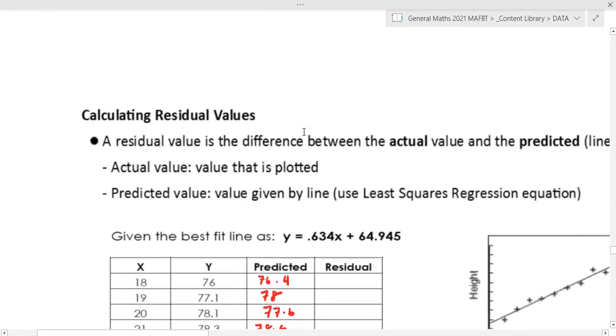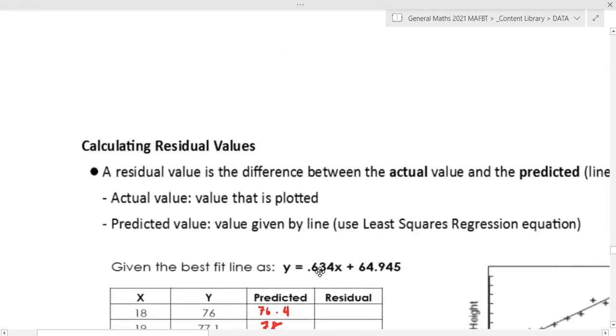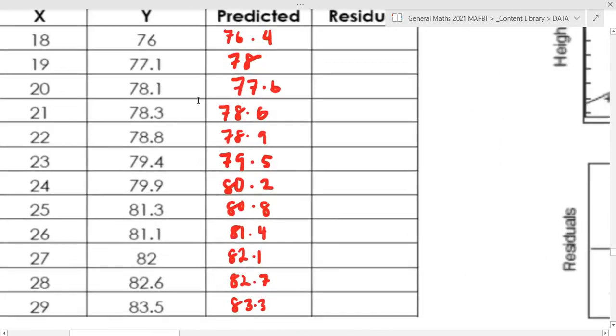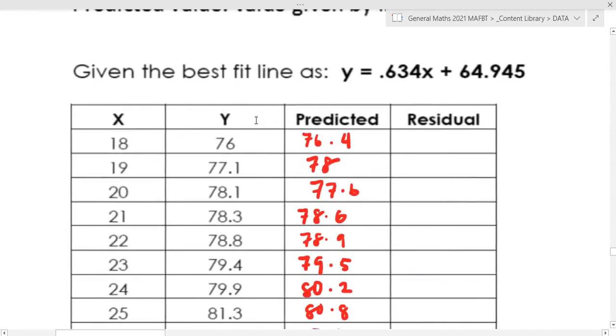So remember, the residual is calculated using the formula: the actual value, where the dots on the scatter plot are, take away the predicted value, what the line predicts. These are the plotted dots. It's going to be the y value take away the predicted value on the line. So 76 minus 76.4 is negative 0.4. And then 77.1 take away 78 is negative 0.9.